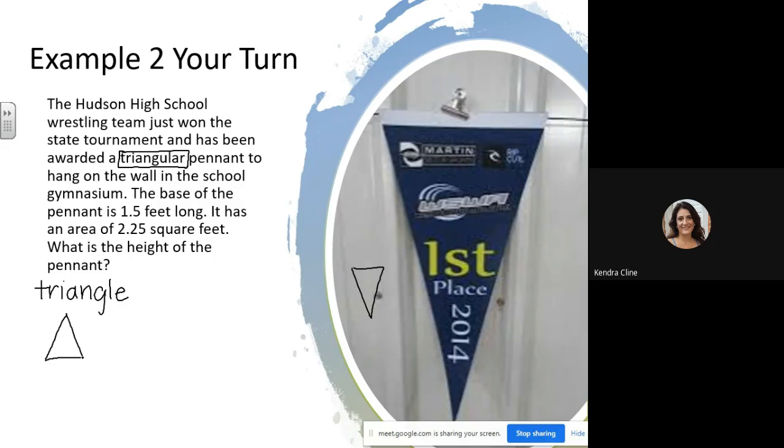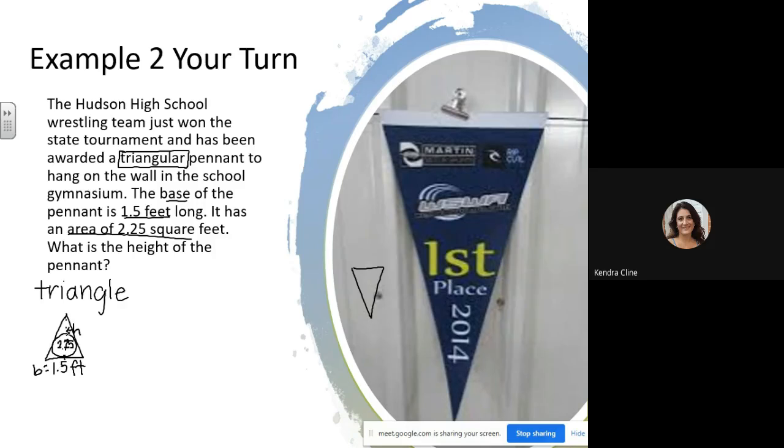So again, we're going to write what shape it is. We're going to draw a picture and label what we know. It says the base is 1.5 feet long. I could even put B equals there just to clarify that. And then it says it has an area of 2.25. I'm going to circle that because that's my area. Now it says, what is the height? The height of this triangle is going to go down the middle from the tallest point to the base. I'm going to put H right there. That's what I'm looking for, the height.